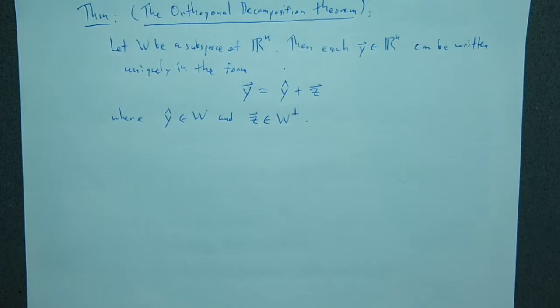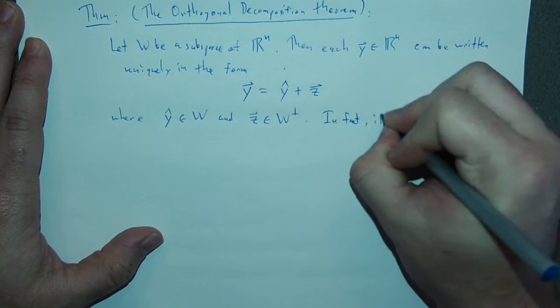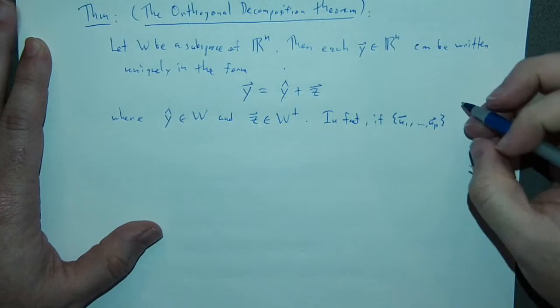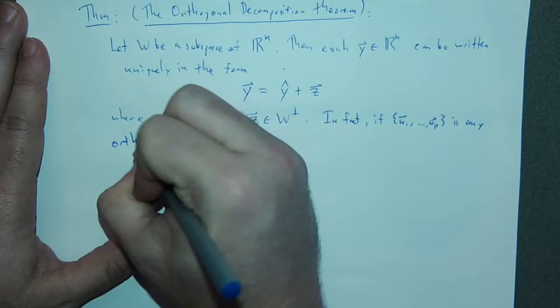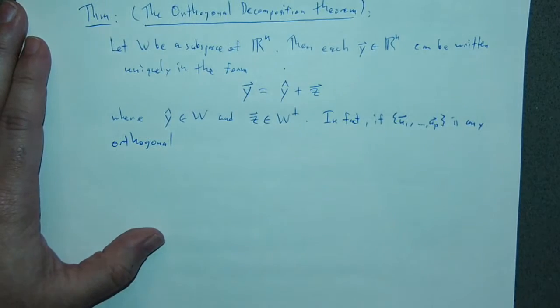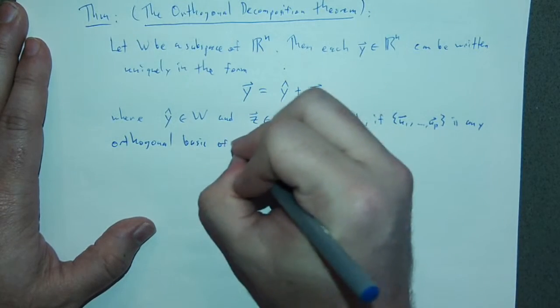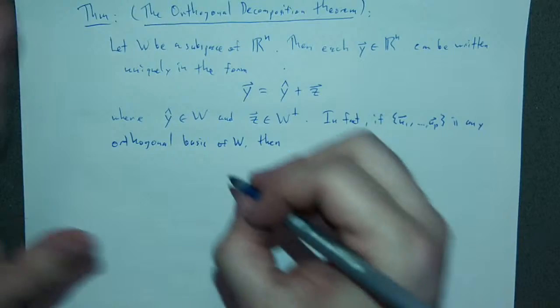Notice this is the exact generalization of what we were talking about before. You can go back and formulate exactly what we were talking about before in terms of this theorem because it's a special case of it. In fact, if U1 to UP is any orthogonal basis, we only need orthogonal here. Orthonormal is obviously even nicer because it's automatically orthogonal. But any orthogonal basis of W, then we can actually write out exactly what this Y hat is.